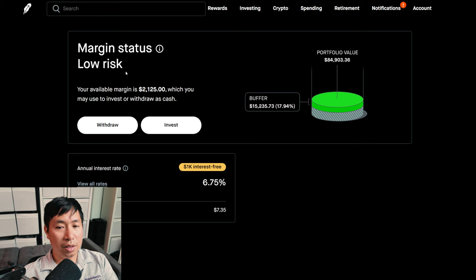My margin status is low risk. My buffer is $15,235.73. This is how much money I can lose before I get margin called. My annual interest rate is 6.75%. The daily interest that I'm paying is $7.35. And I'm borrowing $1,000 interest free.